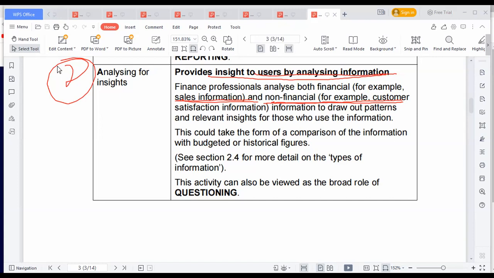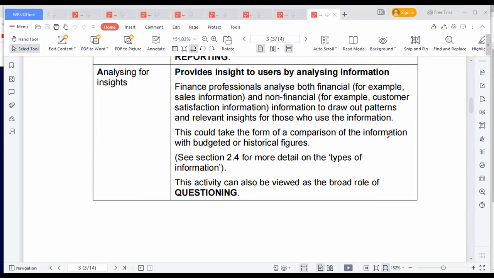And why do we analyze information? The reason for analyzing information is to be able to draw out patterns and relevant insight for those who use the information. We want to bring something out so that it becomes easier for those who use the information, after we have analyzed on their behalf. So you can analyze the figures and bring to the attention of the users the meaning of the figures that we have. That is basically analyzing for insight, right? This is the point where we do a lot of questioning of the information. Analysis for insight is questioning of the information.